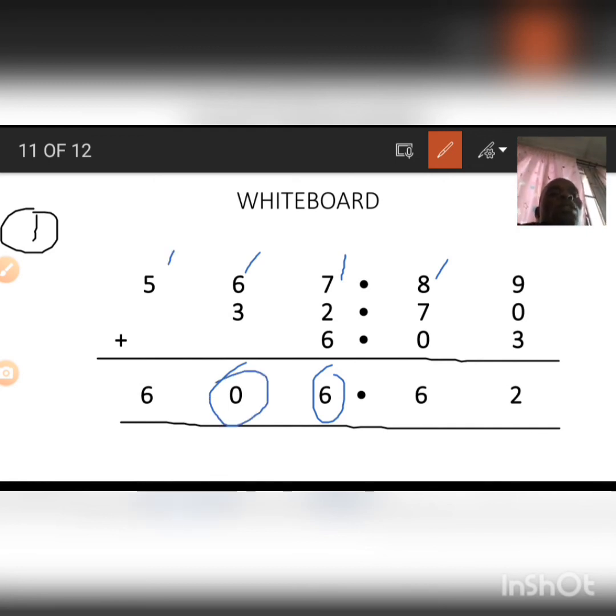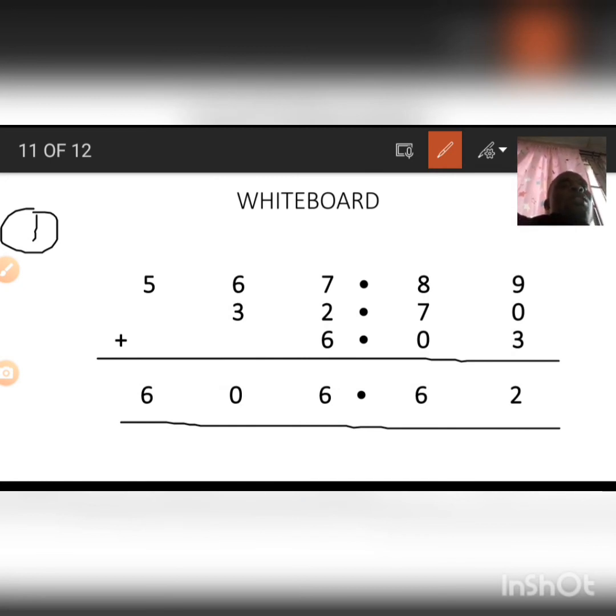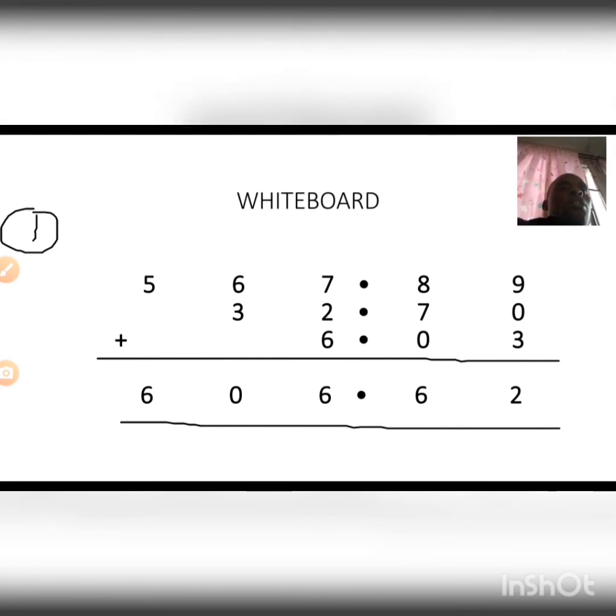Finally, when we add this 1 to 5, we get a 6. And so that is 606.62. So adding decimals is not difficult at all, but we must be very careful the way we arrange them. Now let's look at the final question, which is subtraction.